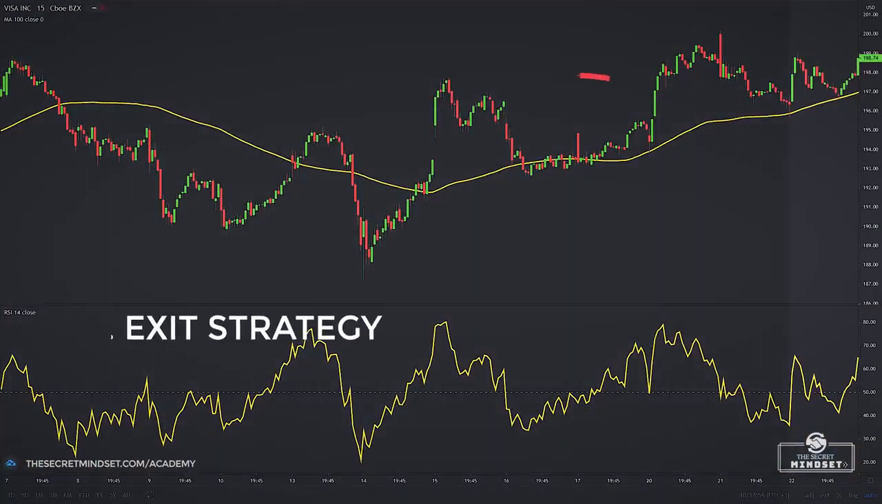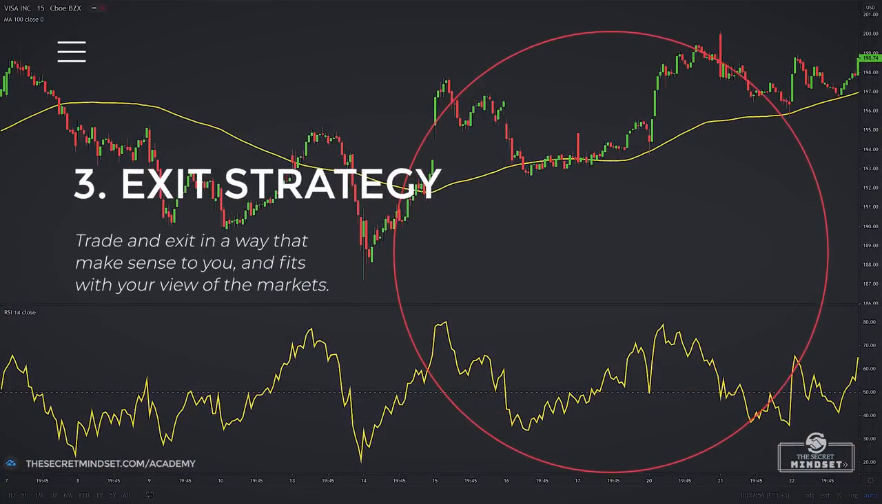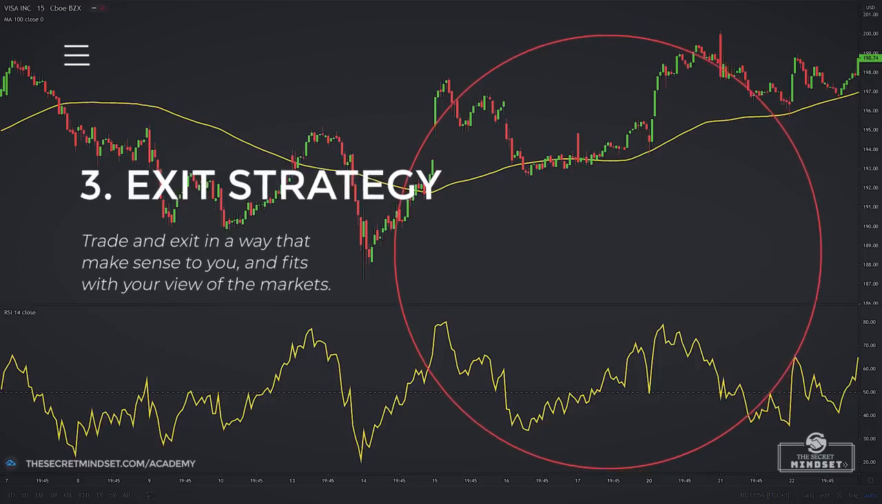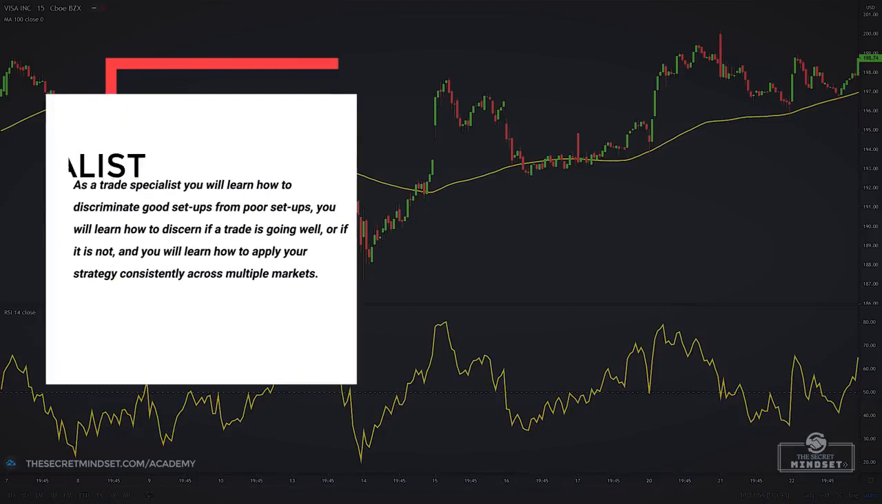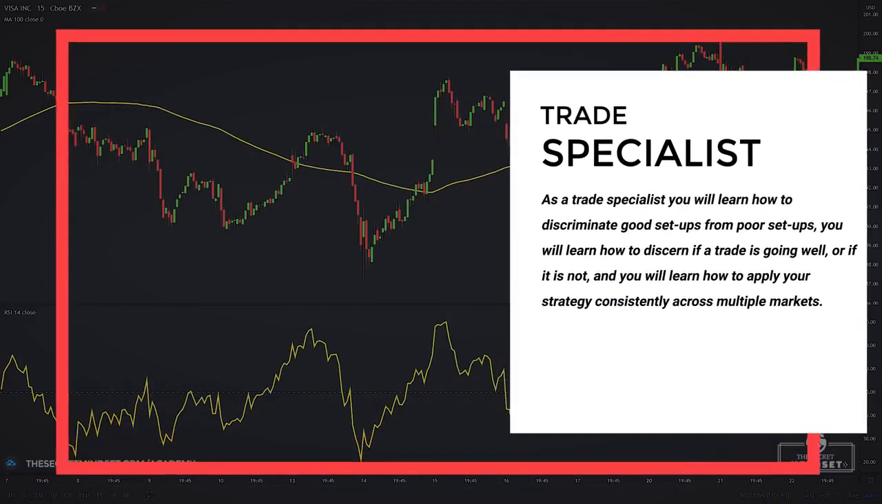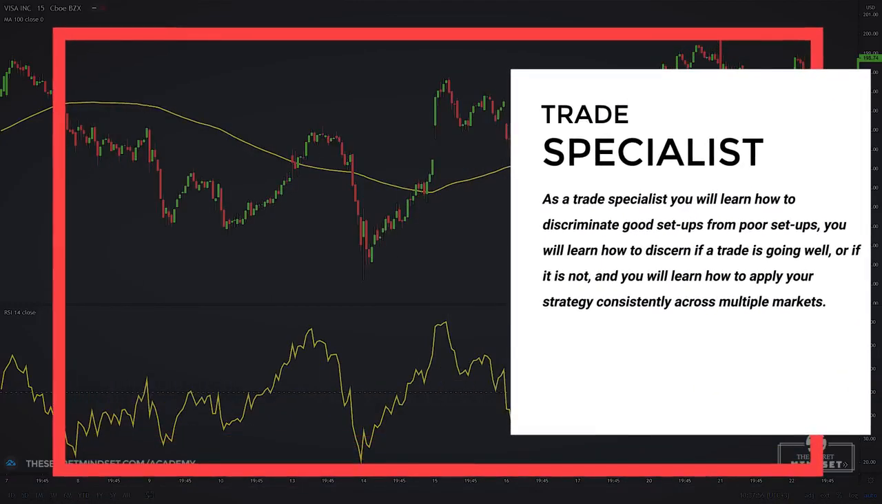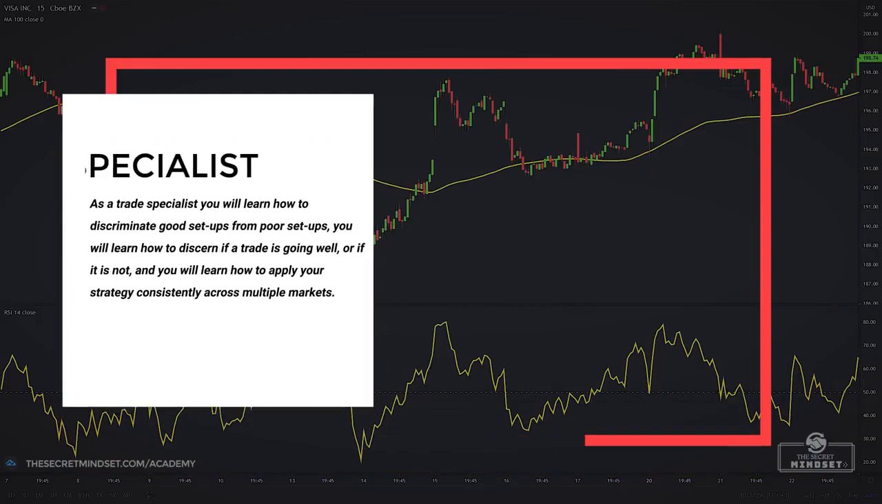The third and final part of the trade is the exit. Now, your exit strategy is obviously something that is unique and special to your personality. You must simply trade and exit in a way that makes sense to you and fits with your view of the market. Basically, as a trade specialist, you will learn how to discriminate good setups from poor setups. You will learn how to discern if a trade is going well or if it's not, and you will learn how to apply your strategy consistently.